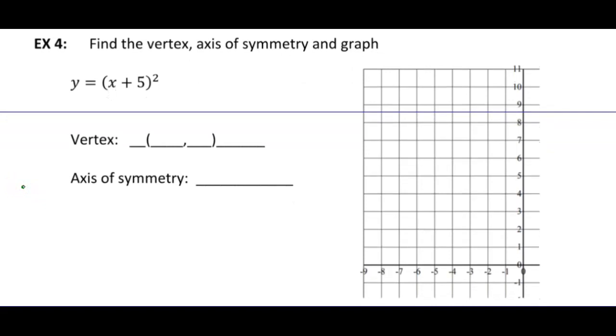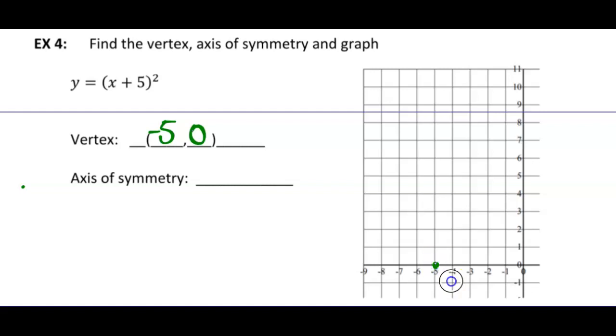Okay, what's my vertex? Well, what number is opposite of what's attached to the x? Negative 5, correct. What number is being added to the outside? I'm hoping you said nothing. Nothing meaning that's a 0. And then how do I graph this? Negative 5, 0. So I go over to negative 5, 0.